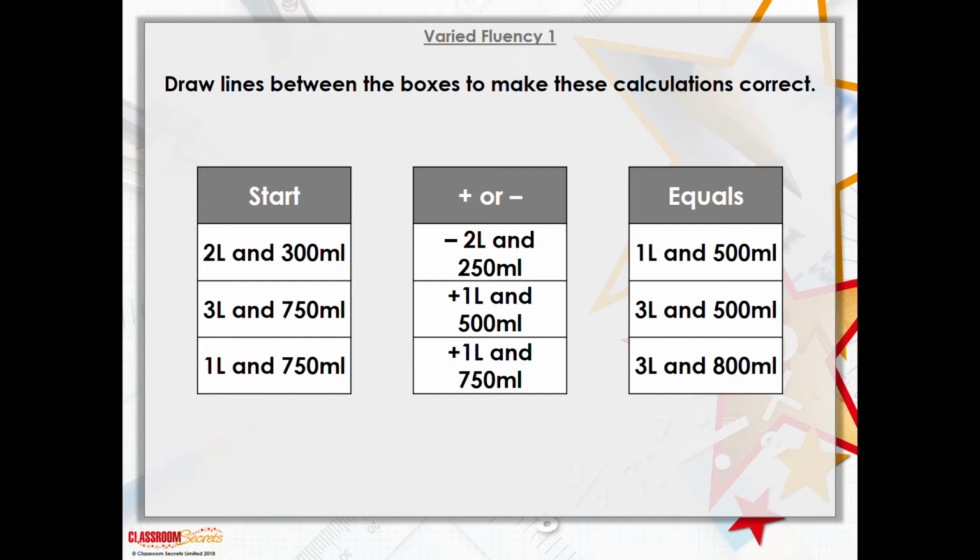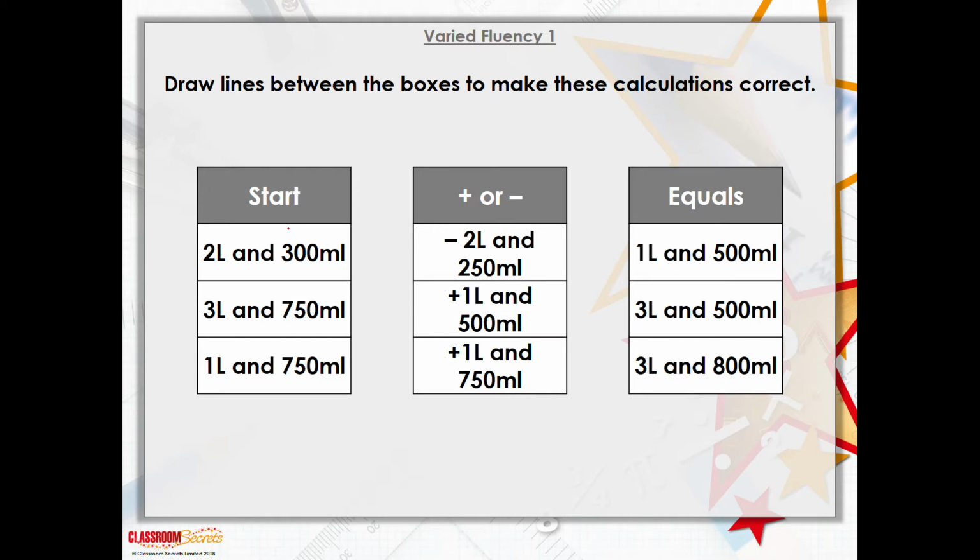When you come to this question in your work today, down the side you can see we've got our starting capacities, our starting volumes of liquid here. And in the middle box it's telling us to subtract 2 litres and 250 millilitres, add 1 litre and 50 millilitres, and add 1 litre and 75 millilitres. And here is our equals. Once we've added or subtracted to one of these, we get this answer here. So pause the video now and have a go at this.